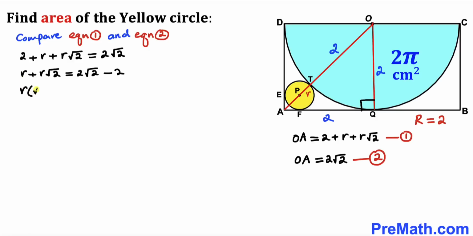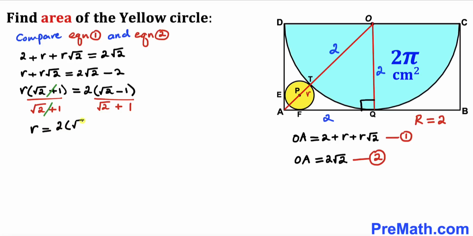So we got square root of 2 plus 1, and on the right hand side 2 is in common. I can factor that one out. So we got square root of 2 minus 1. And now let's go ahead and divide both sides by square root of 2 plus 1. This is gone. So therefore our radius lowercase r turns out to be 2 times square root of 2 minus 1 divided by square root of 2 plus 1.